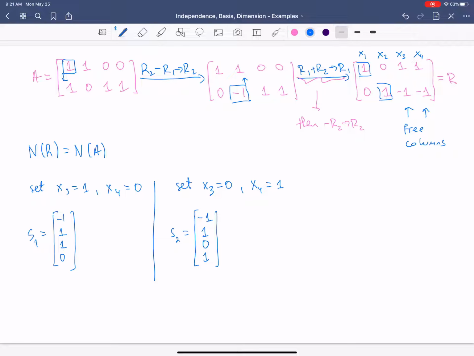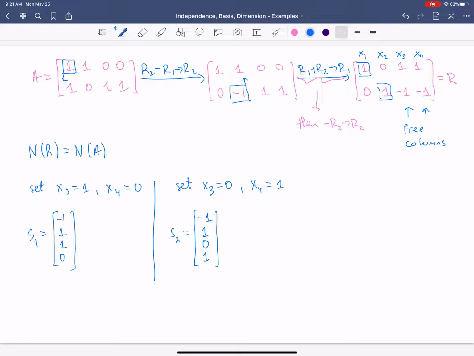Now you can just check that this is truly the case. Just take the dot product of S2 with the two rows of R. But also what you could do is take the dot product of S1 and S2 with the rows of A. So let's quickly do that. So the first row of A has a 1 and a -1 in the first two positions, whereas S1 has -1 and 1. So when you take the dot product, you get 0. And S2 has those first two coefficients equal. So the first row of A dotted with S2 also gives a 0.